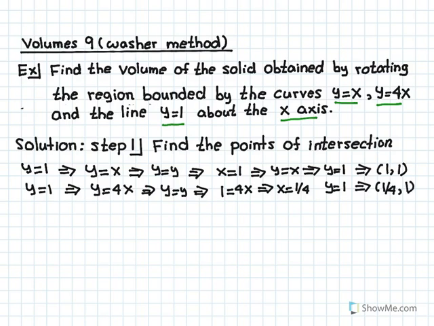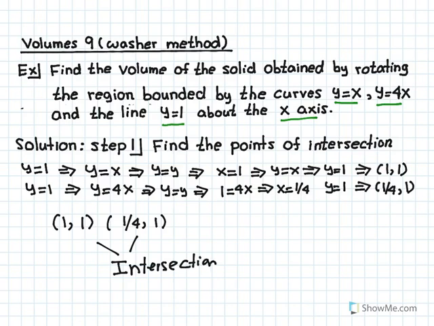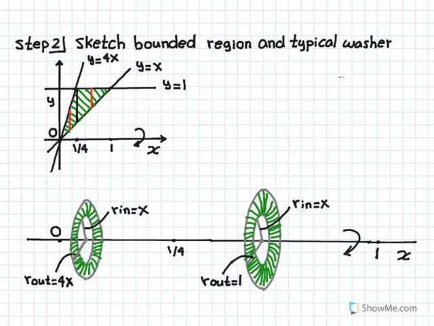So the intersection points are (1, 1) and (1/4, 1). These are the intersection points, and they define the region over which we will integrate. So that's why it's important to find the intersection points first. All right, the second step is to sketch the bounded region and a typical washer.